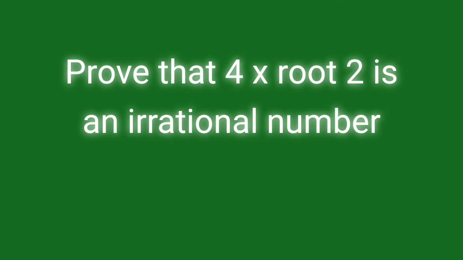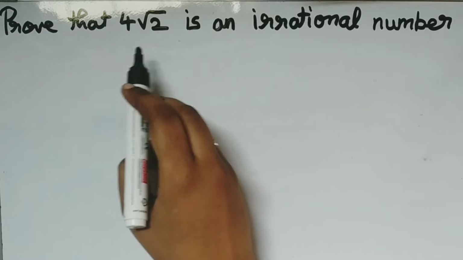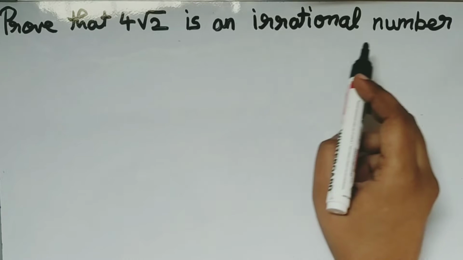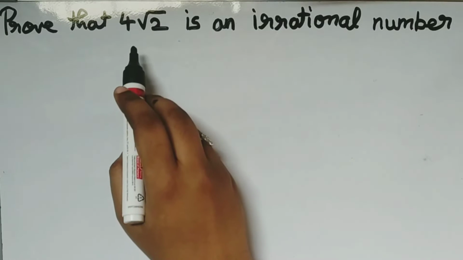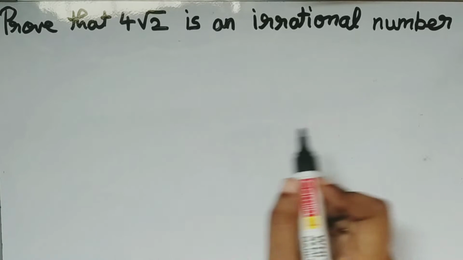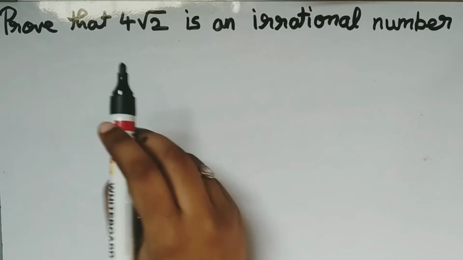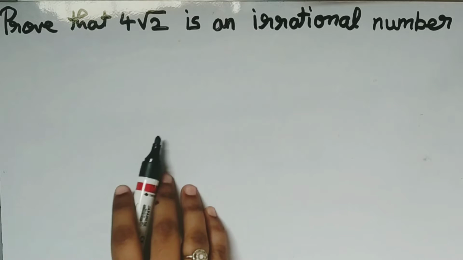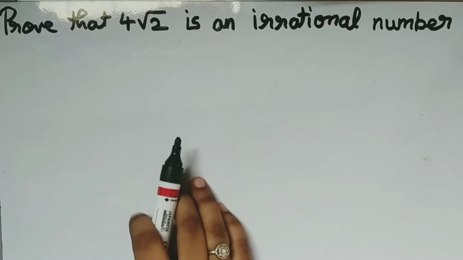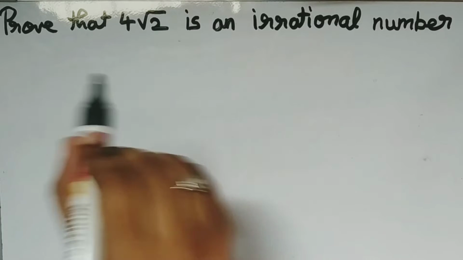Hello everyone. In this video, we will solve two problems. The first one is: prove that 4 root 2 is an irrational number. So we have to prove that this number is irrational. Now, for proving any number as irrational, we will prove this by contradiction, by using indirect proof.